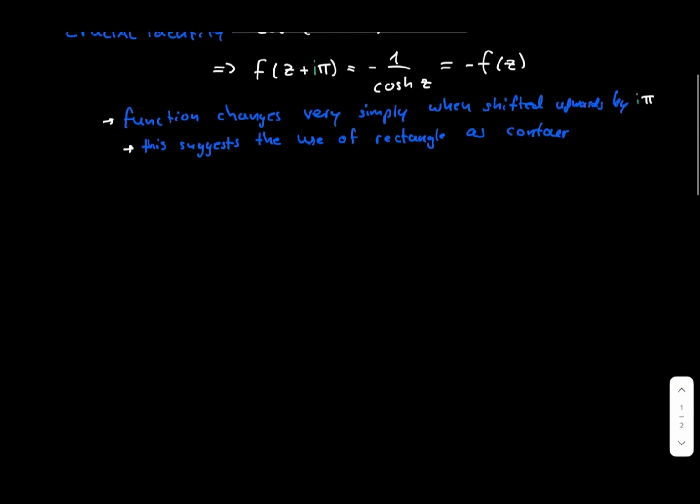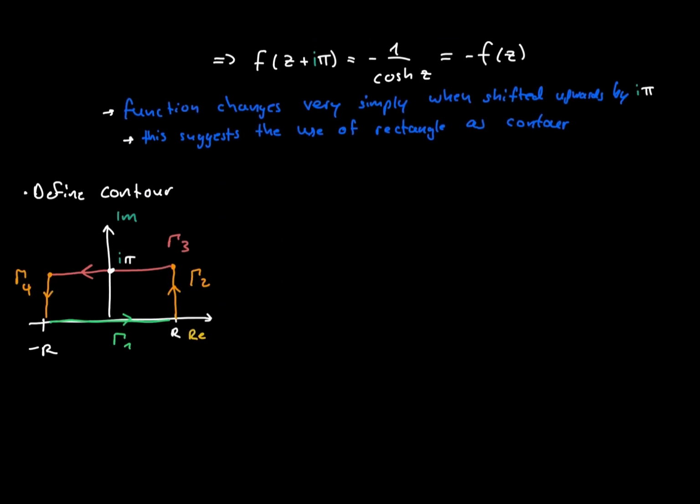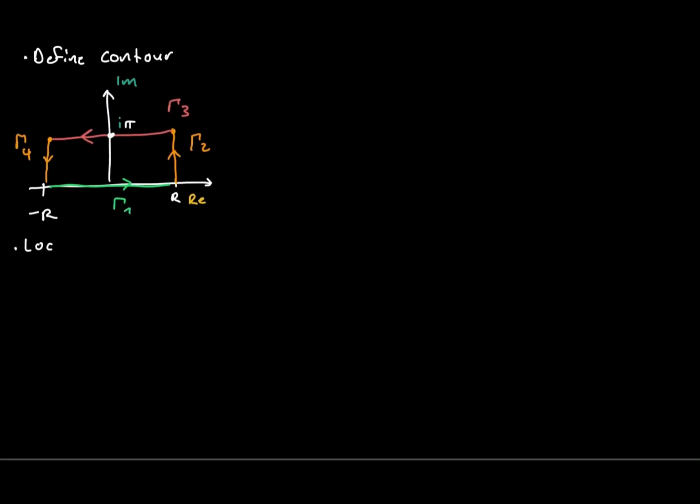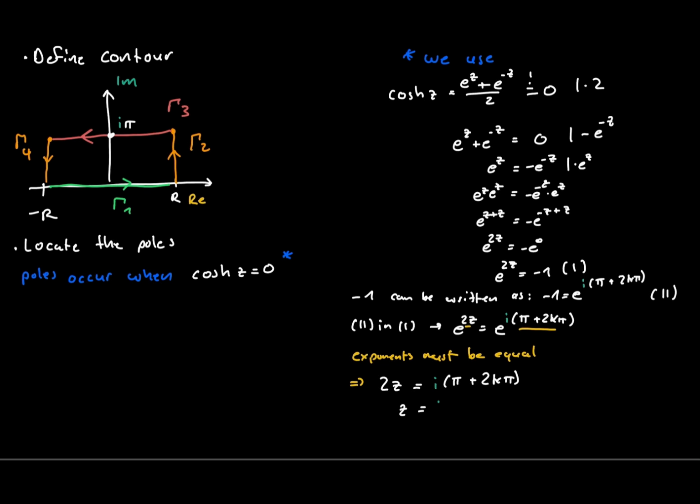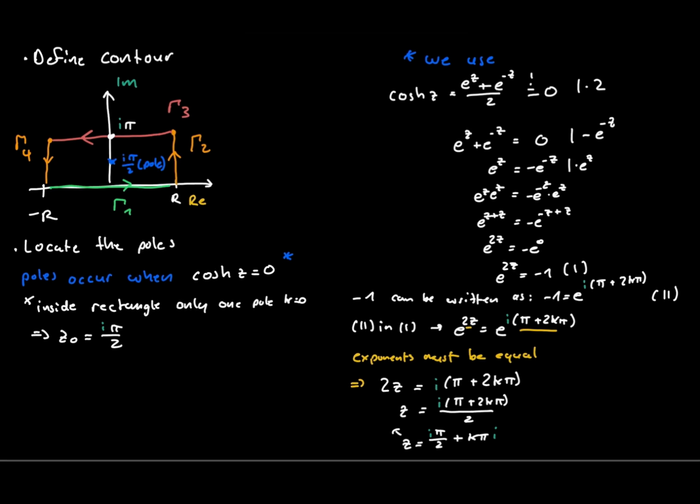Now draw the rectangle from minus r to r on the real axis and height pi in the imaginary direction. Next, we determine the poles. The poles occur where hyperbolic cosine of z equals 0. Using the exponential definition of hyperbolic cosine, we solve this equation and obtain z equals i pi over 2 plus k pi i. Inside our rectangle, there is exactly one pole, z equals i pi over 2.